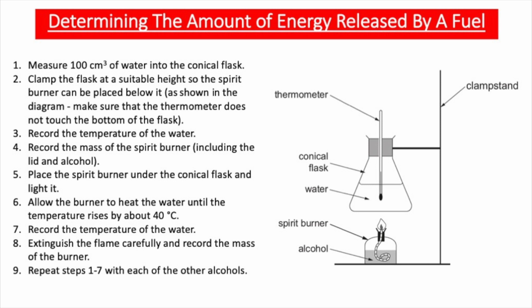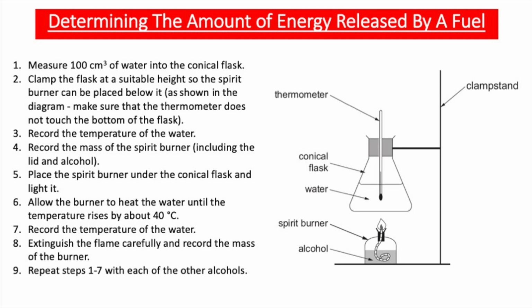Now, to determine the amount of energy released by a fuel from this experiment you need the following information. You need the mass of water that was in the flask or the can, whatever you decided to use. So if you had 100 centimetres cubed of water, that is 100 grams, because the density of water is 1. Now, the second bit of information you'll need is the temperature rise, and this will be around 40 because you heated up the water until the temperature rose by about 40 degrees C.